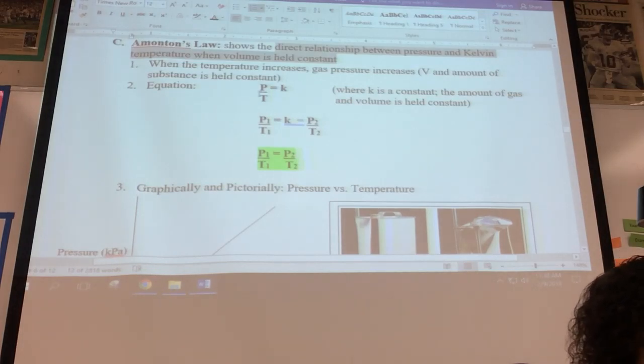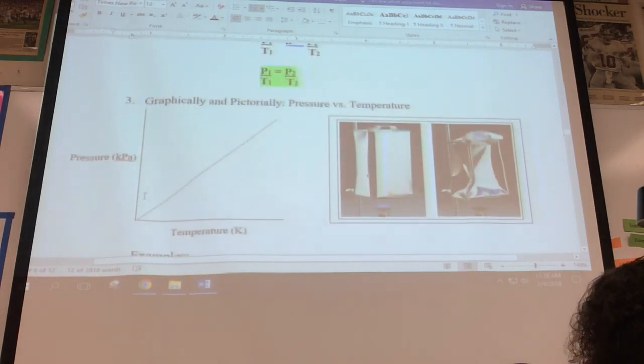So pressure and temperature are directly related. Same expansion that we talked about previously. Amonton's law: P1 over T1 is equal to P2 over T2. Graphically, it's going to look the same as Charles' law, but your y-axis differs.